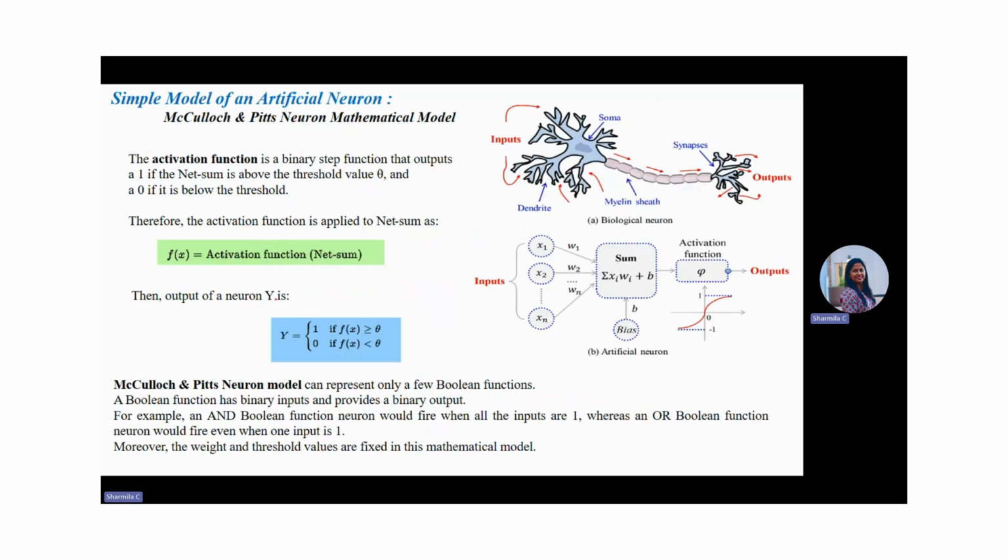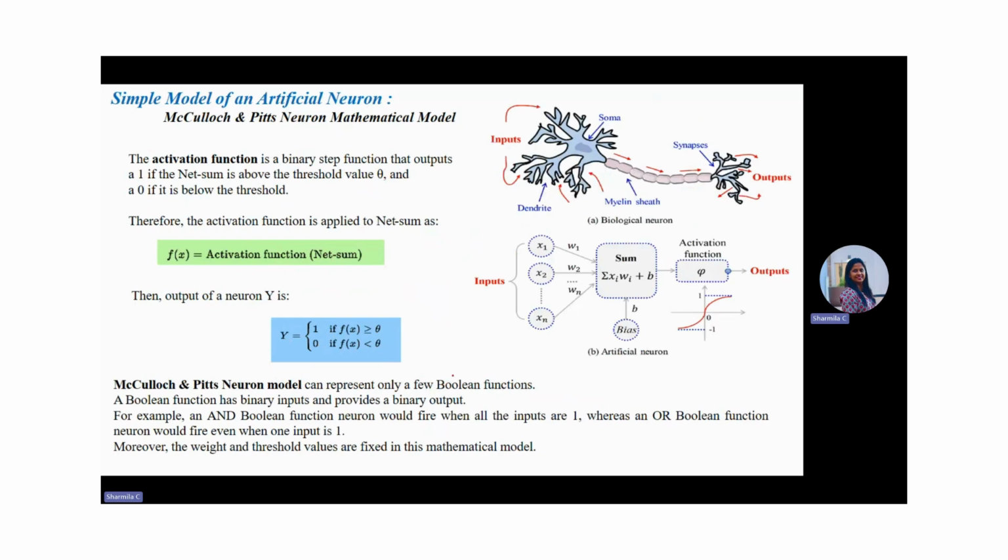And finally, the output of the neuron is y. So finally, we are going to get the output of the neuron, which is based on the activation function. As I told, this activation function is going to map the input signals to the output signals. So the activation function throws the output as 1 if it is greater than or equal to the threshold value, and 0 if it is less than the threshold value. So whatever McCulloch and Pitts neuron model we considered, it can represent only Boolean functions.